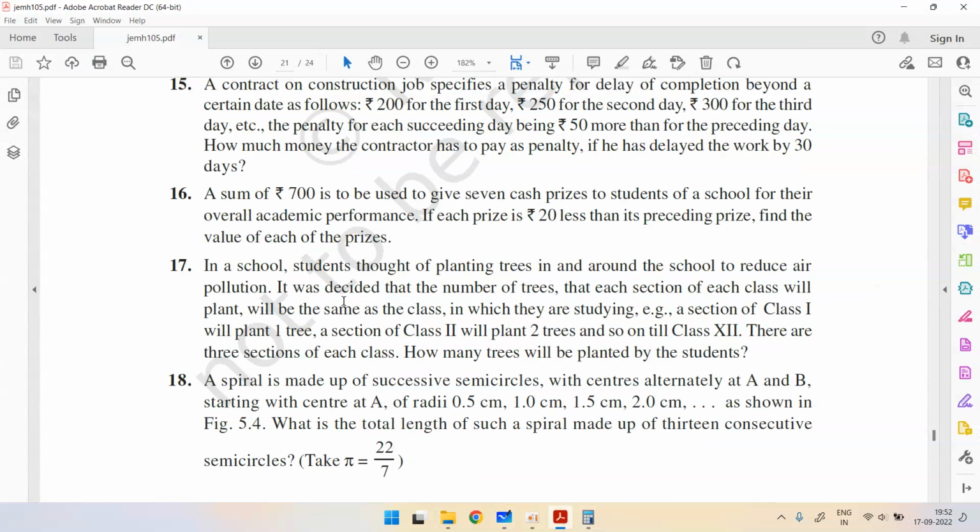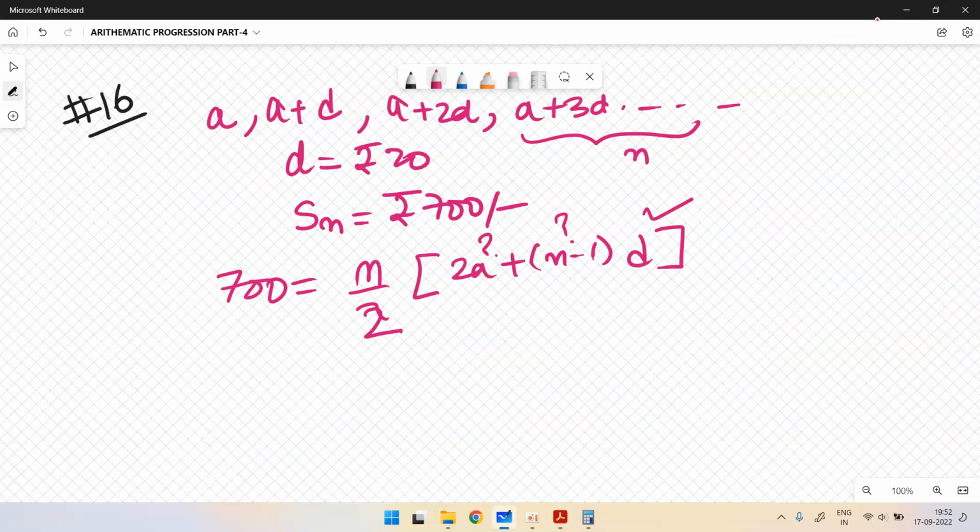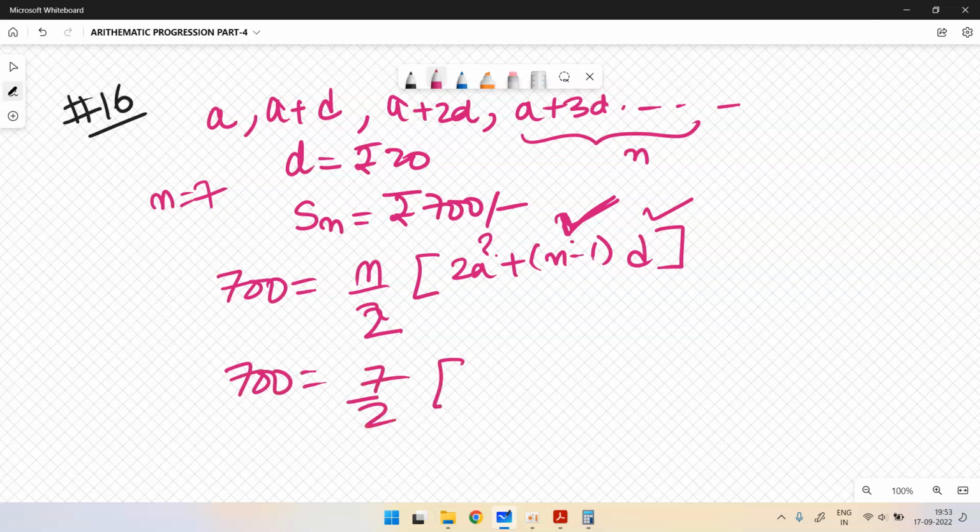It's given that the sum is 700, to give 7 cash prizes to the students of the school. It's given that 7 students are to be given prizes, which means that the value of n is 7. So in place of n, n is 7. 7 by 2 into 2a plus 7 minus 1, which is nothing but 6d.